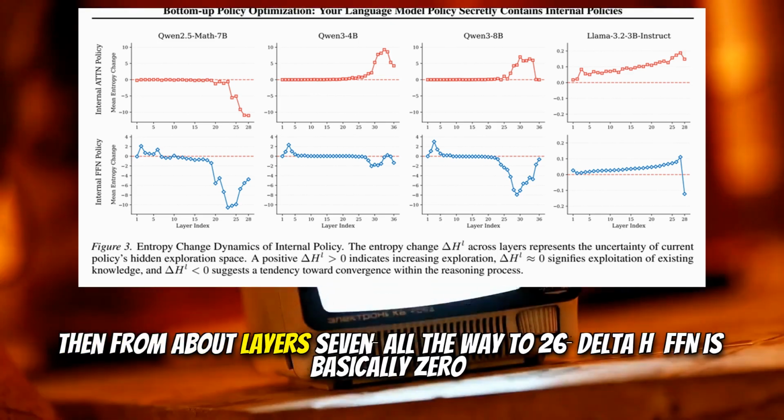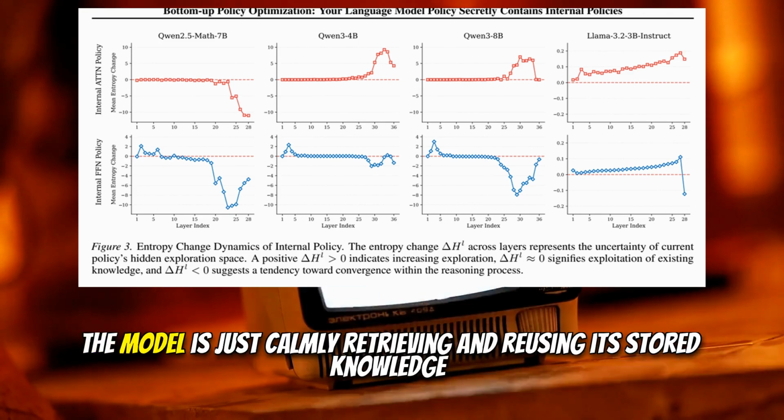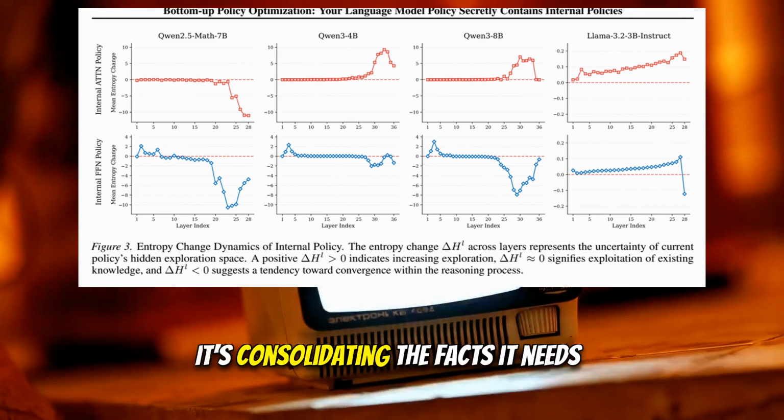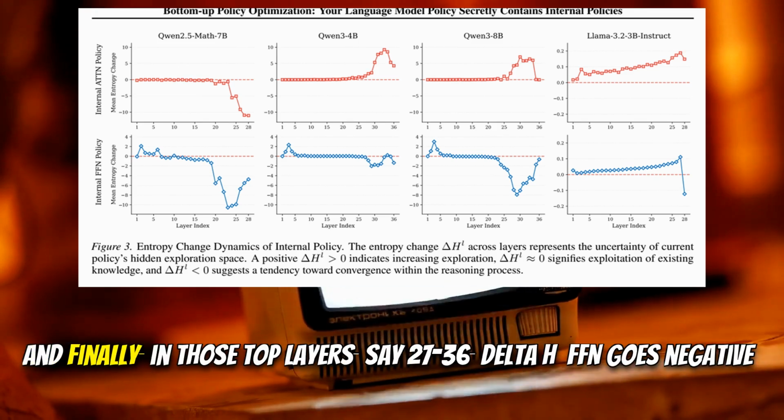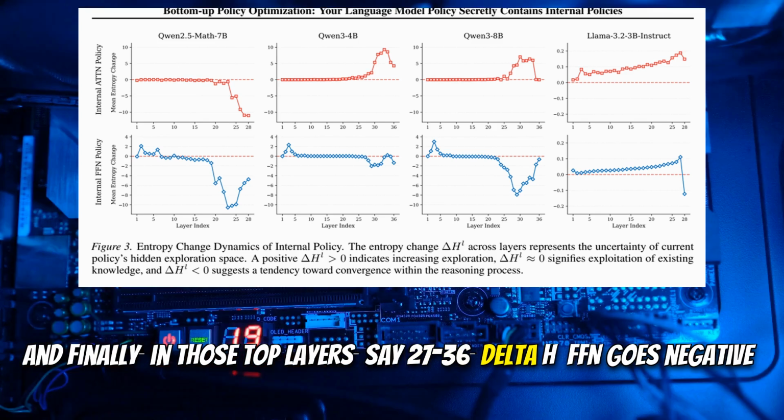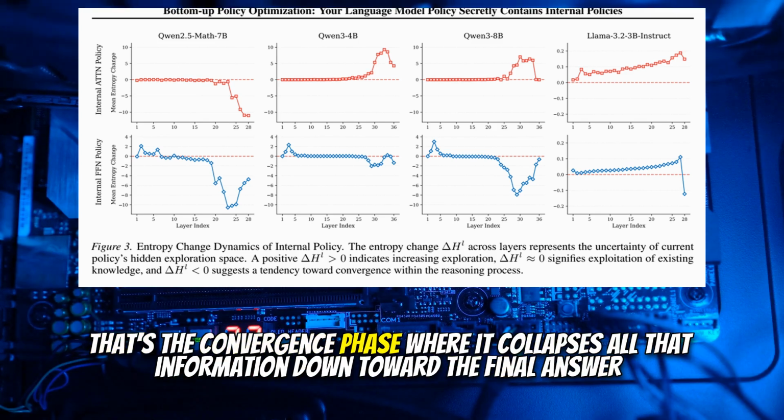Then, from about layer 7 all the way to 26, delta H FFN is basically 0. This is the integration stage. The model is just calmly retrieving and reusing its stored knowledge. It's consolidating the facts it needs. So it's pulling in the right information without adding a bunch of new noise or confusion. Yes. And finally, in those top layers, say 27 to 36, delta H FFN goes negative. That's the convergence phase, where it collapses all that information down toward the final answer.